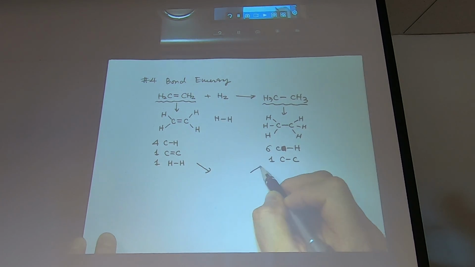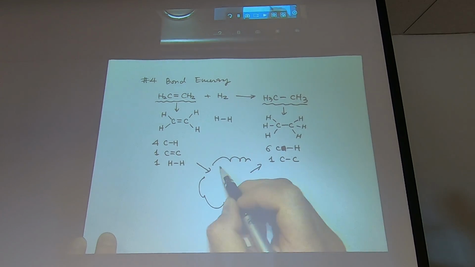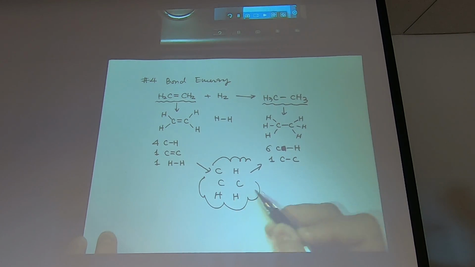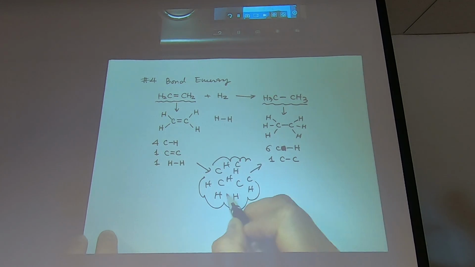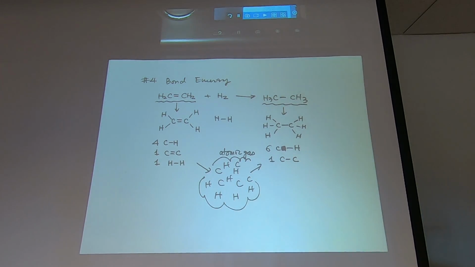And then what you're going to think about is that this is a hypothetical state. A hypothetical state is where everything is falling apart. So there are hydrogens everywhere, carbons everywhere. I'm just saying the atomic state, atomic gas. This is what I'm thinking about in my head now. So what's the bond energy there? You need to break 4 bonds, 1 double bond, and 1 single bond of hydrogen. You make a soup of these atoms.